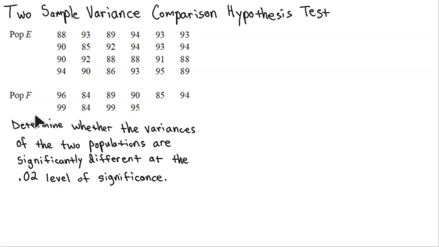We are going to talk about sample sizes that are equal in lesson 18, but not in this one. Determine whether the variances of the two populations are significantly different at the 0.02 level of significance. Okay, step 1 is going to be to identify the variance and the sample size of this sample from population E and also this sample from population F. So let's go over to Excel.